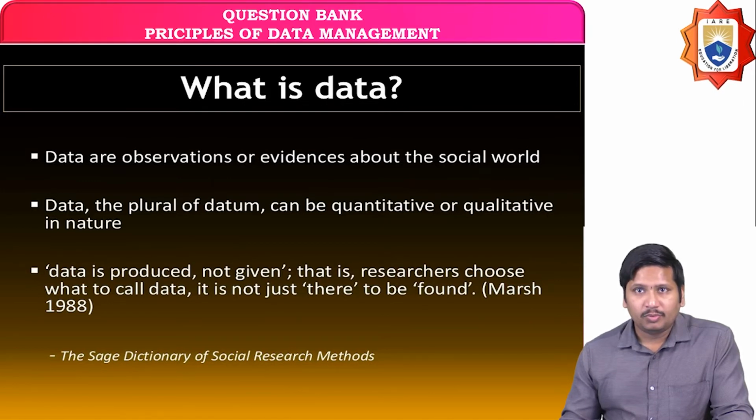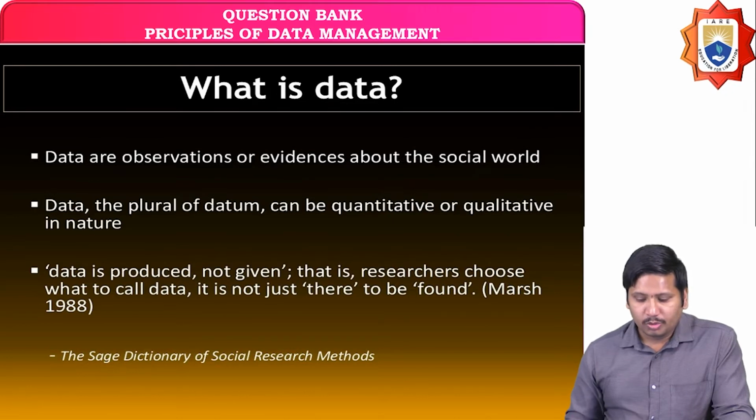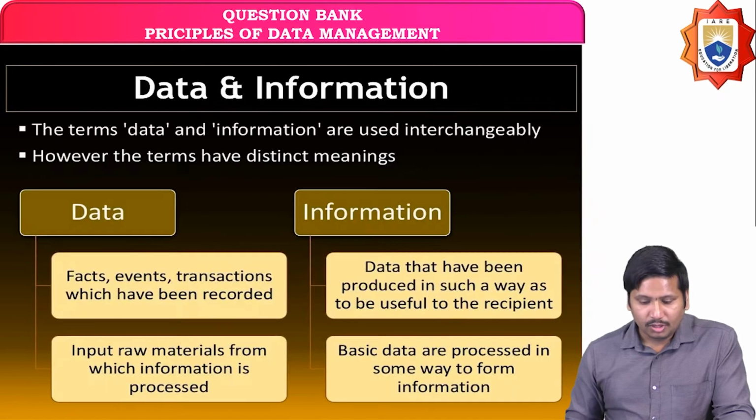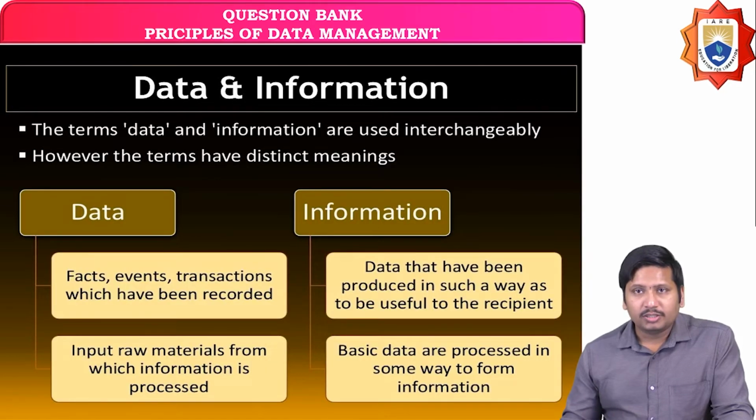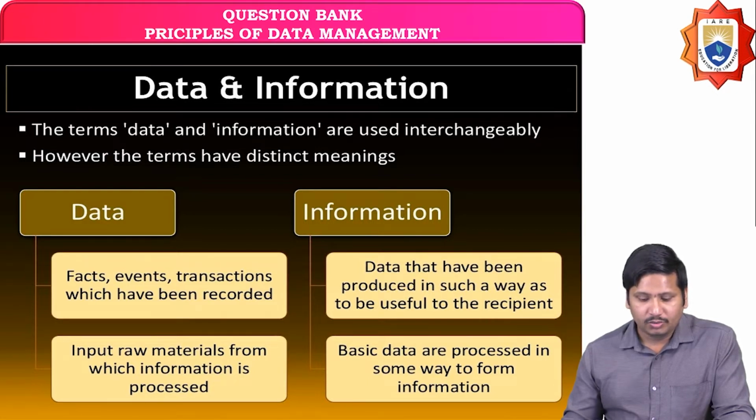and data is the plural of datum. It can be of two types, quantitative and qualitative in nature, and the data is produced, not simply given. The researchers are able to choose what to call the data. It is not just there to be found. The terms data and information are often used interchangeably. However, the terms should have distinct meanings.